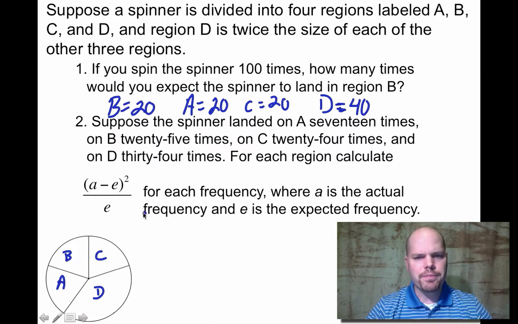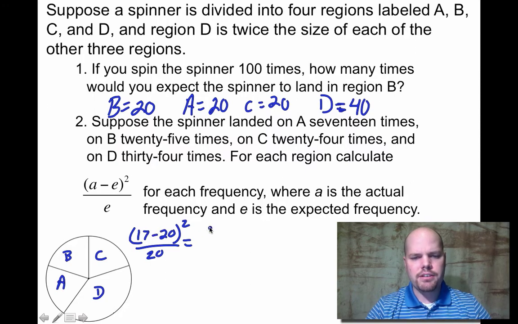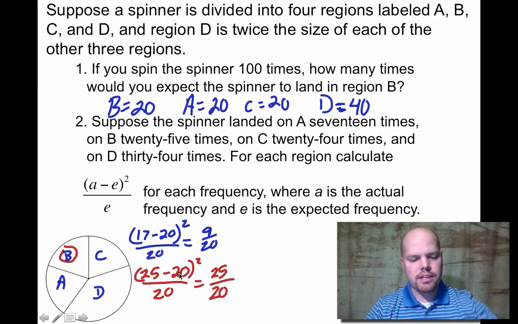For region A, let's do actual minus expected and square it. Region A was 17 times, so that's the actual, so it goes 17 minus 20. Square that difference and divide it by what you expect, which is 20. So it's going to be negative 3 squared, which is 9, so 9/20 for region A. Region B, actual was 25, so 25 minus the expected of 20. Square that difference and divide it by 20. So 5 squared is 25, so you'd get 25/20.